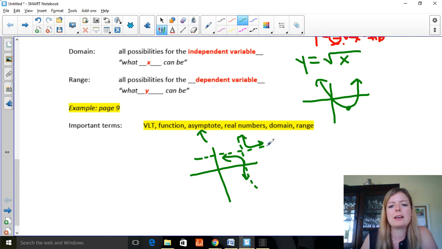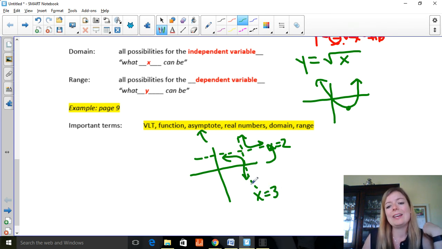So this would be a horizontal asymptote. Let's say that's x equals 2, because it gets really, really close to 2, but doesn't touch it. Sorry, that'd be y equals 2. And this is something it gets really, really close to and doesn't touch. It's a vertical asymptote. Let's say this is x equals 3.